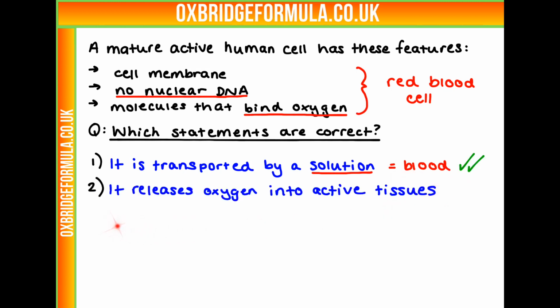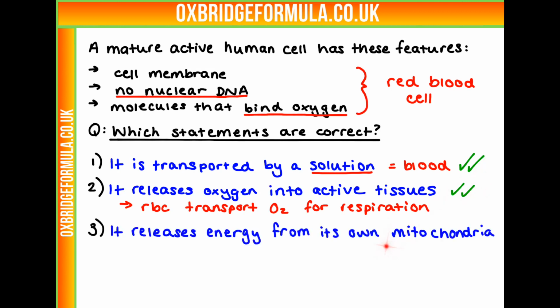Number 2 is that it releases oxygen into active tissues. So does a red blood cell release the oxygen into those tissues? Well, yes, if they're active, they're going to need a lot more oxygen to respire. So it does transport our oxygen for that respiration. We can tick that one off as well.